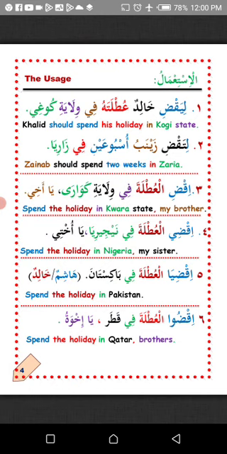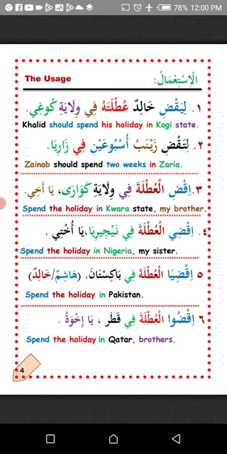Thalatha, number 3. اقض العطلة في ولاية كوارا يا أخي. اقض العطلة: spend the holiday في ولاية كوارا in Kwara State يا أخي, my brother. Arba'a, number 4. اقضي العطلة في نيجيريا يا أختي. اقضي العطلة: spend the holiday في نيجيريا in Nigeria يا أختي, my sister. Khamsa, number 5. اقضي العطلة في باكستان. اقضي العطلة: spend the holiday في باكستان in Pakistan.